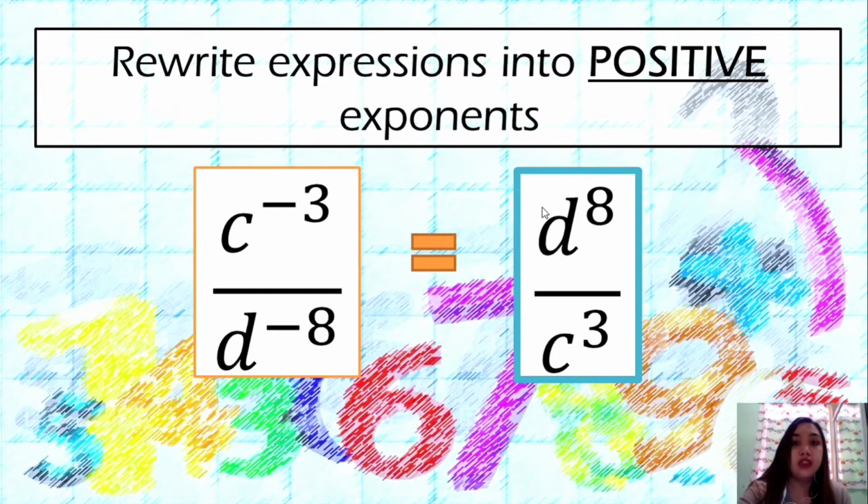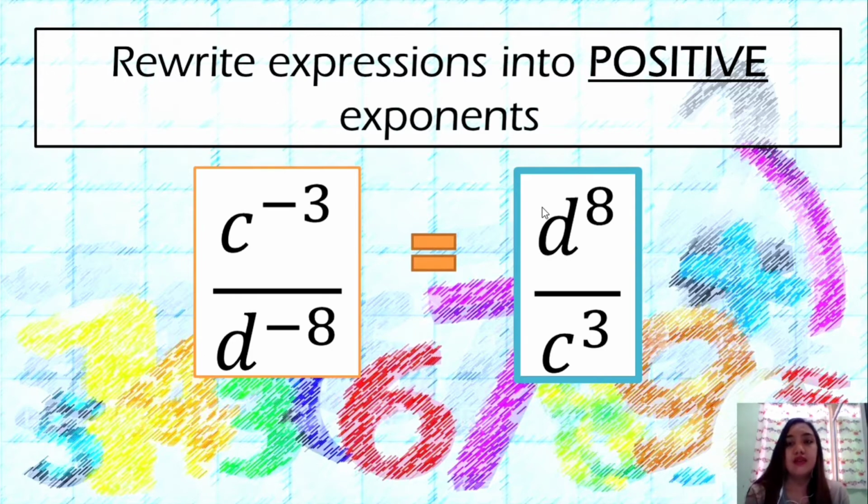So, have you seen the process? Si d to the 8 nasa numerator, pero nung negative siya nasa denominator. And then si c to the 3rd power ay nasa denominator, pero nung negative siya nasa numerator. All you have to do, you just reverse the place of numerator and denominator.